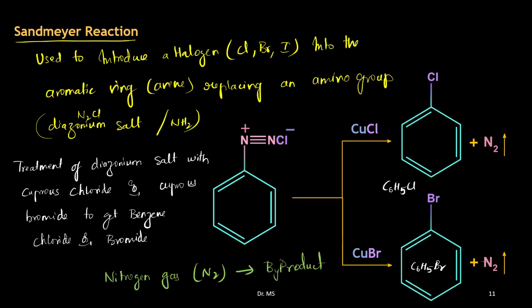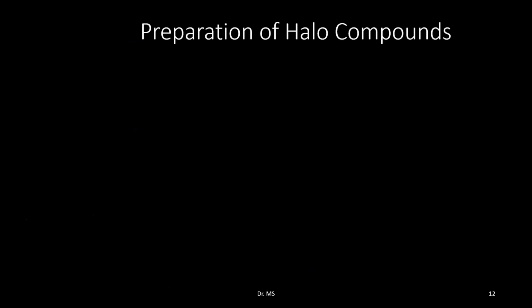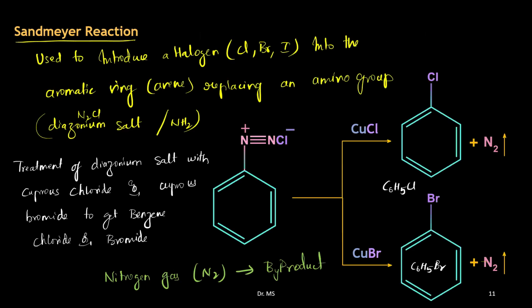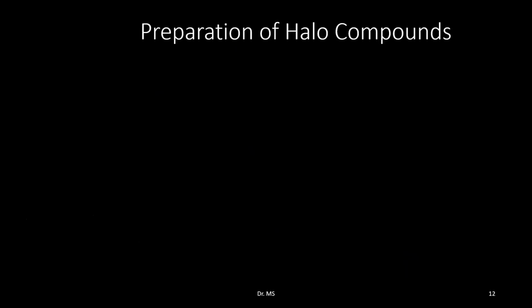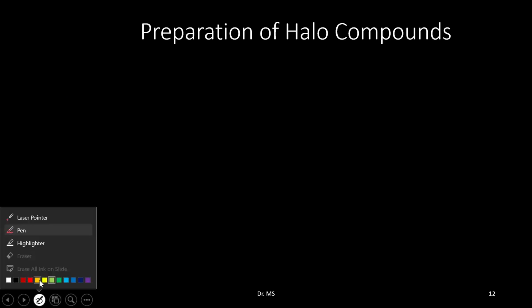So remember this. N2 gas, you are getting it as the byproduct. Is that clear? Yes, sir. And there is iodine. So what happens with the iodine? For iodine, you are not using the cuprous chloride or cuprous bromide. Instead, you are using the potassium iodide. Okay. So remember, the reaction goes like this.